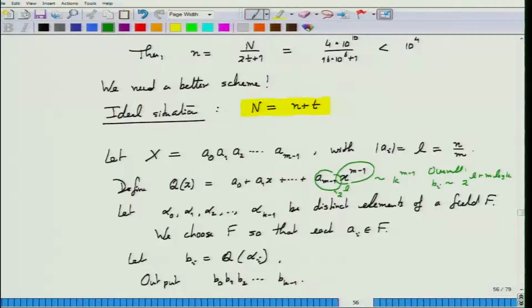So that means how many bits will each b_i require? L plus m log k bits. So the total size, even if we ignore the log k factor, let's say L plus m bits. So total size here would be k times L plus m. That many bits would be needed. In fact, there will be more bits needed, but this is a very conservative estimate of the bits required.